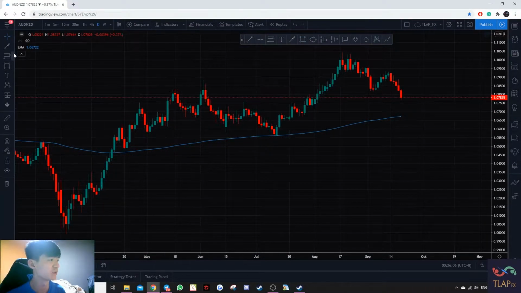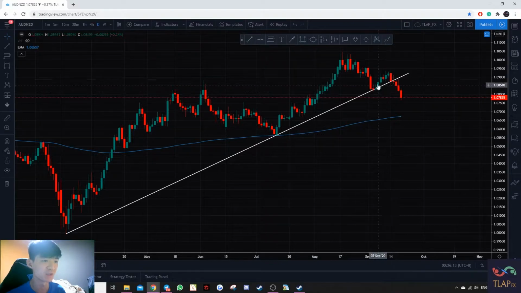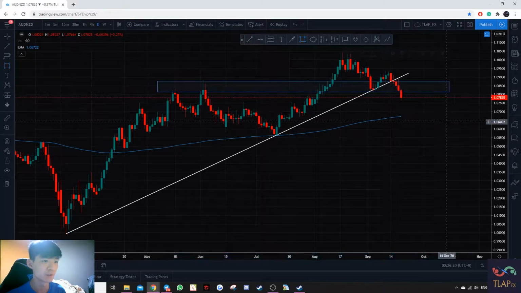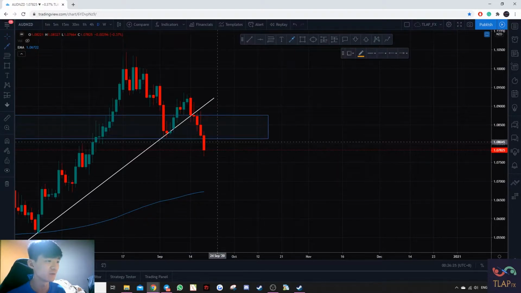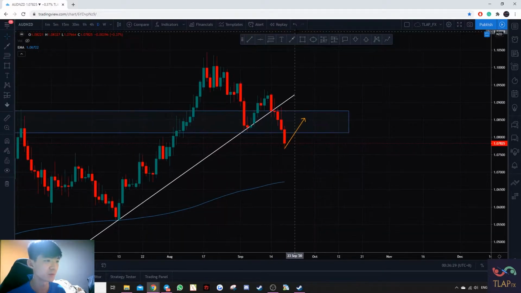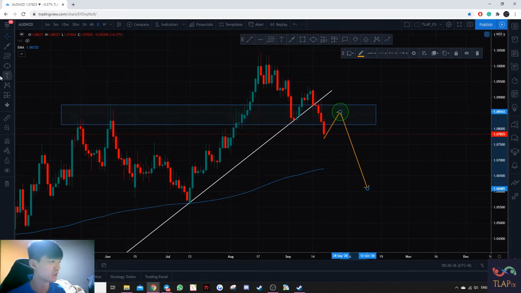Similarly, we have Aussie New Zealand dollar. You can see that we have an ascending trend line where prices rejected once and twice and now broken down, broke this level of support, and now made an immediate swing low. So we are definitely looking for a short when prices come back to retest this zone. Look for bearish price action on the lower time frame, and we can see a downside move towards potentially this level of support right here.